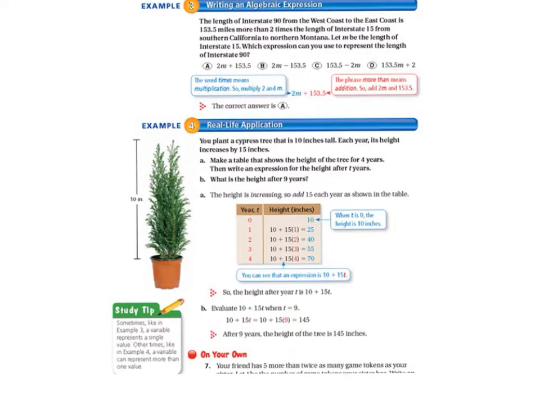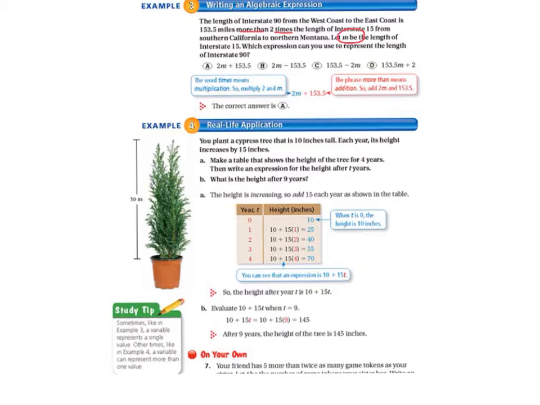Let's move on to example 3. The length of Interstate 90 from the west coast to the east coast is 153.5 miles more than 2 times the length of Interstate 15 from Southern California to northern Montana. Let m be the length of Interstate 15. Which expression can you use to represent the length of Interstate 90? That's a lot of words, but we're going to stick it all into one algebraic expression.